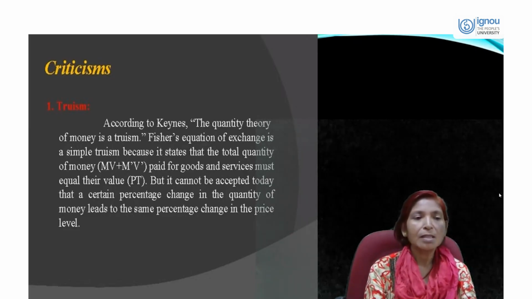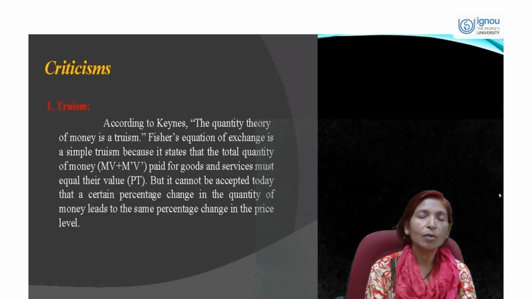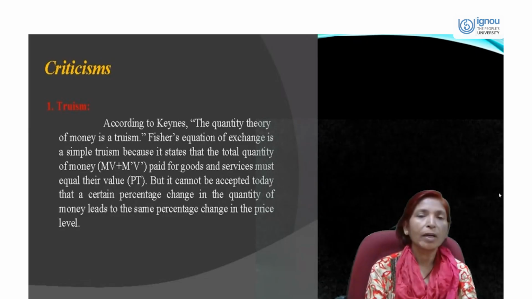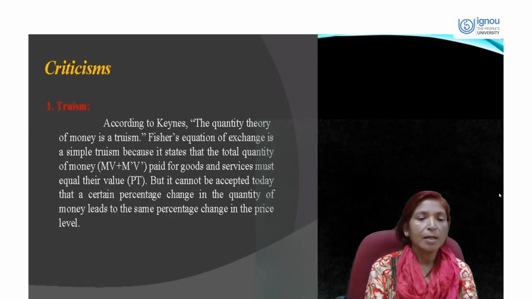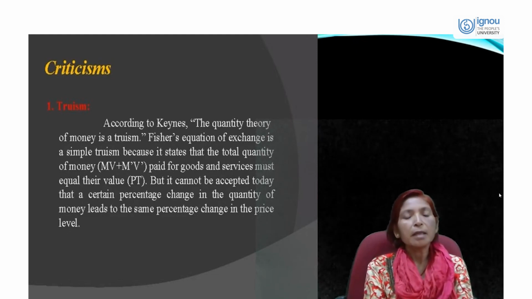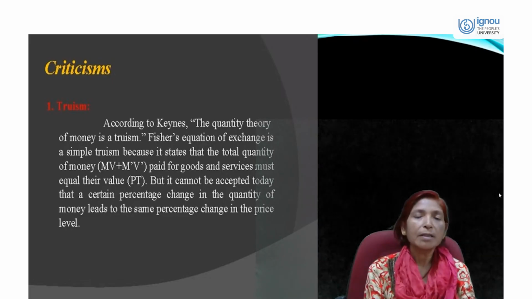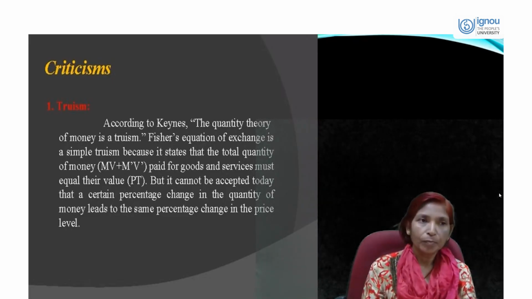So, according to Keynes, the quantity theory of money is a truism. Fisher's equation of exchange is a simple truism because it states that the total quantity of money, which is represented by MV plus M'V', paid for goods and services must equal PT. P is the price level or general price level. T is transactions, because Fisher assumed that money is demanded by people only for transaction purpose, not for any other purposes. So it cannot be accepted today that a certain percentage change in the quantity of money leads to the same percentage change in the price level.